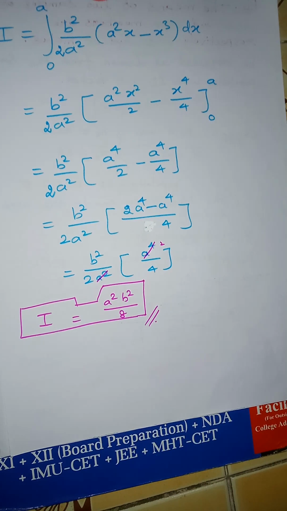Which is equal to b squared by 2a squared times a power 4 with the bracket, and then taking the LCM. The first one has denominator 2, the next one has denominator 4, so I take 4 as the LCM. So multiply by 2 in the first term: 2a power 4 minus a power 4 by 4. So I can cancel a power 2 with a power 4. Okay, the final result of the evaluation of the integration is a squared b squared by 8, isn't it?